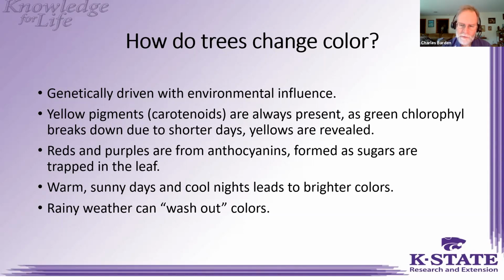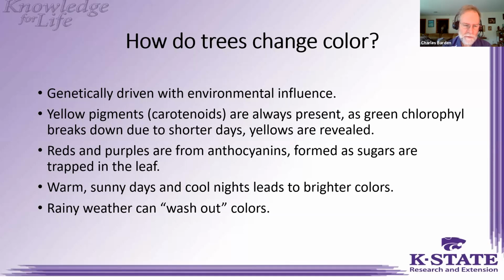As the chlorophyll starts to break down, it's still functioning, it's still making sugar with photosynthesis, but the abscission layer is starting to be formed where the tree is getting ready to shed the leaf and cut it off from itself. So sugars are formed in the leaf, they can't be exported down to the root system, so instead they're stuck in the leaf and they undergo some biochemical changes and become anthocyanins, which are the red and purple pigments.